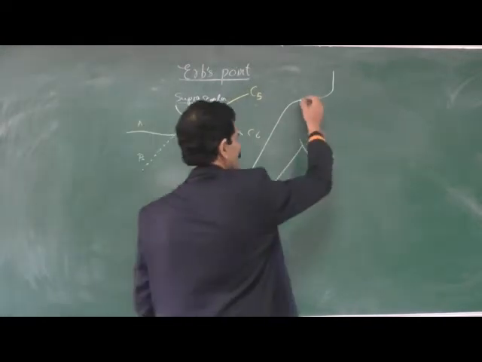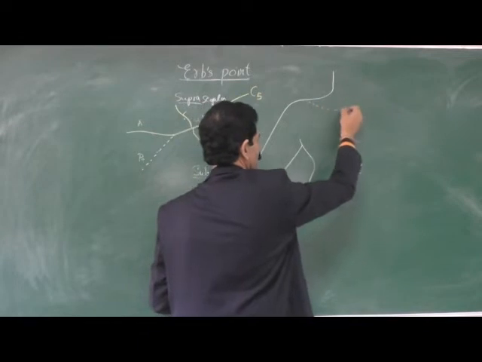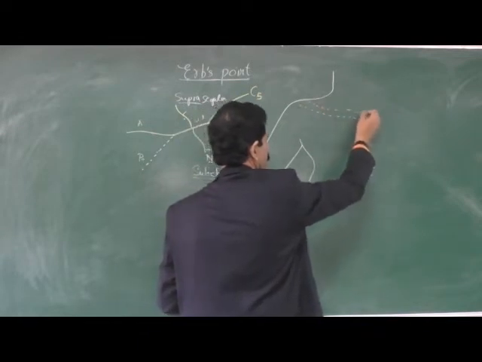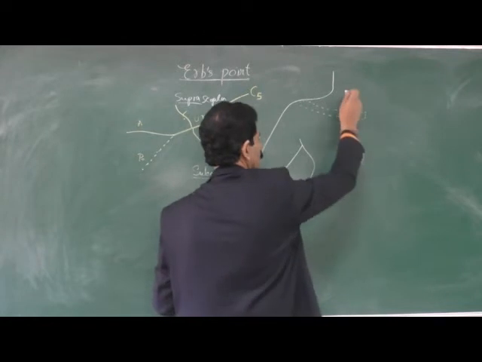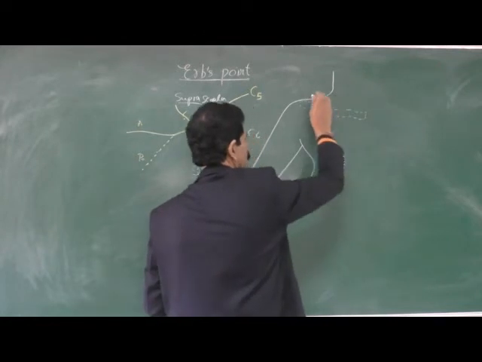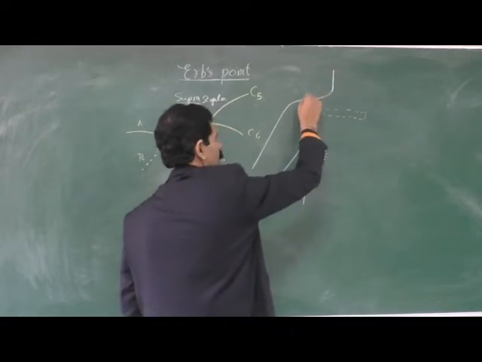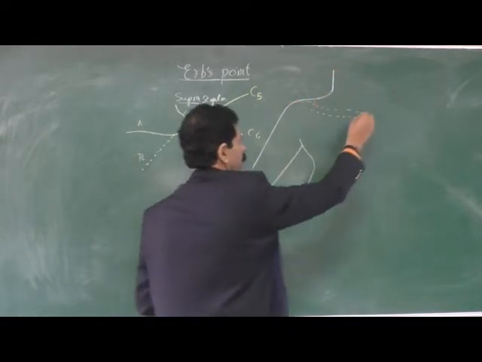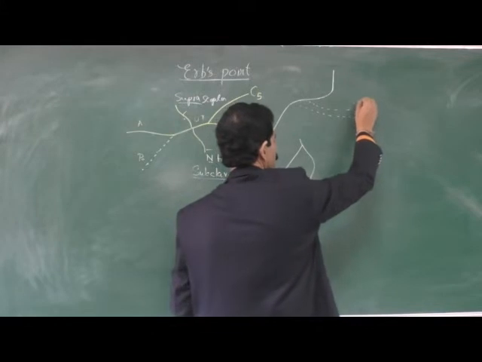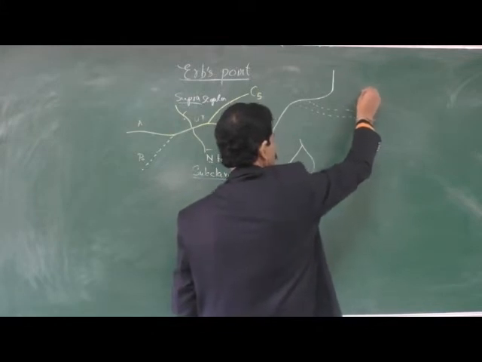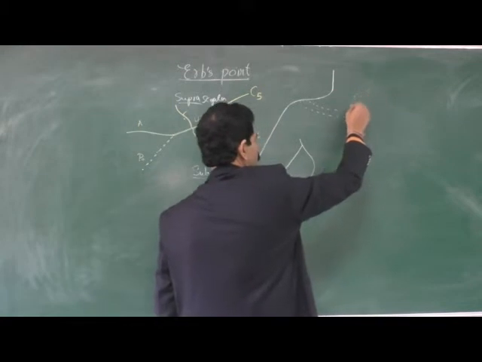It lies just in the lower part of the side of the neck. This is the clavicle, this is the neck, and this is the shoulder. So the angle between the neck and the shoulder, and here lies the first rib with the scalene tubercle, the head, neck, and the outer border of the first rib.